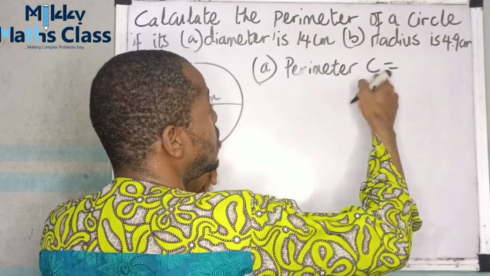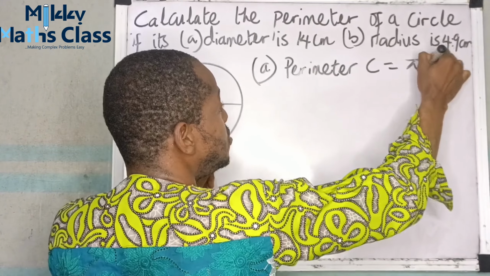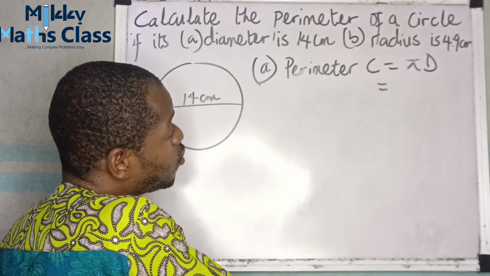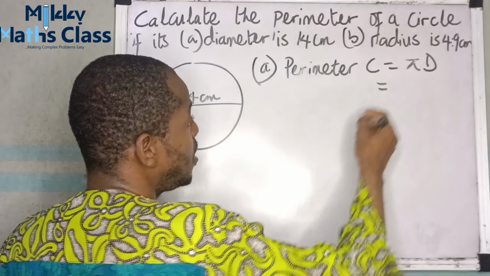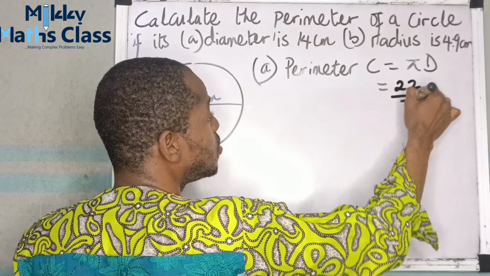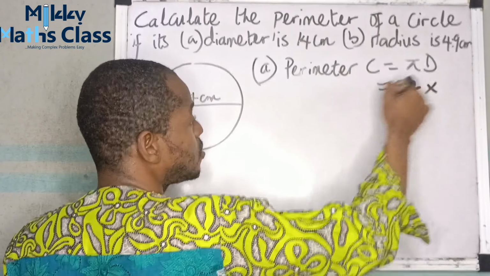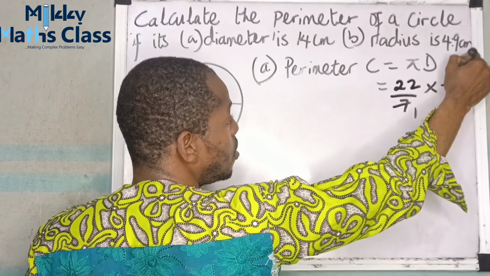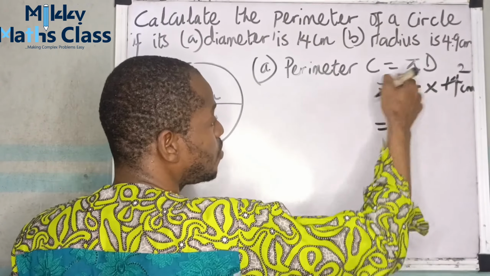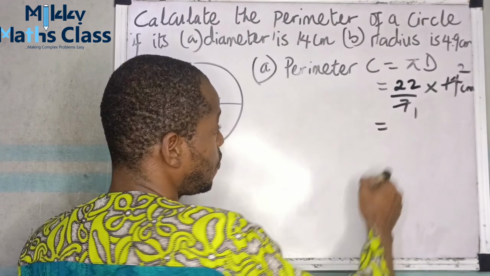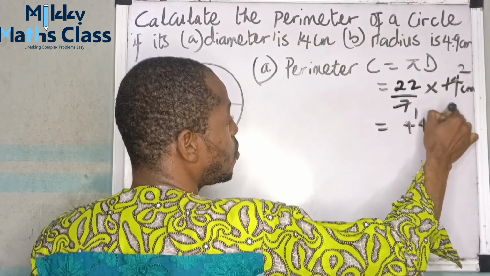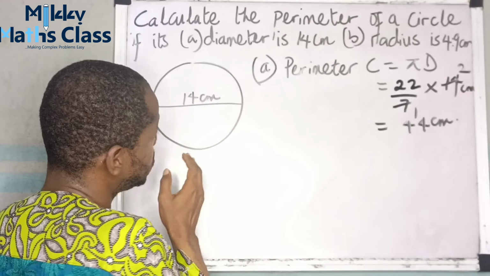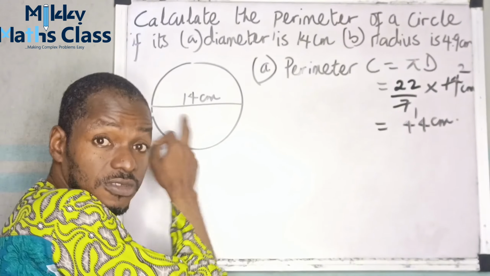So this is pi d. That's the formula. Pi d, where pi is 22 over 7. So from here, this is 22 over 7 times the diameter is 14 centimeter. So 7 here 1, 7 here 2. 22 times 2, that's 44 centimeter. 44 centimeters. So that's the perimeter of the circle with diameter 14 centimeter.